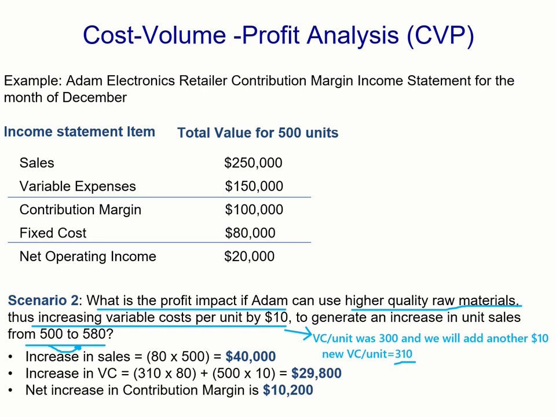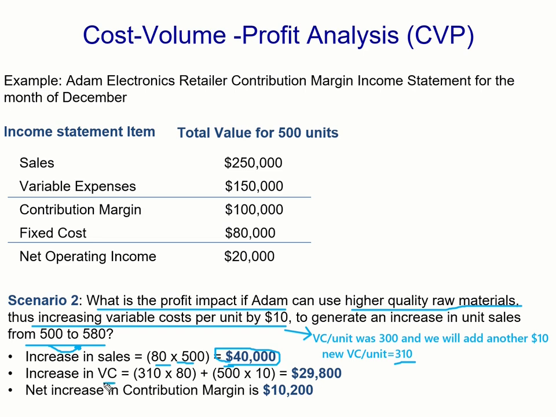Well, let's take a look at what we have. What's going to happen to our sales? Our sales are going to increase by how much? We're going to be increasing sales by 80 units, 80 times $500 per unit, the selling price. We're going to increase sales by $40,000.